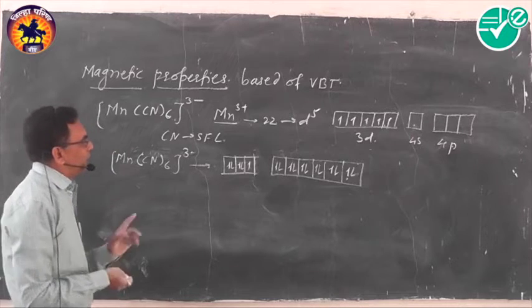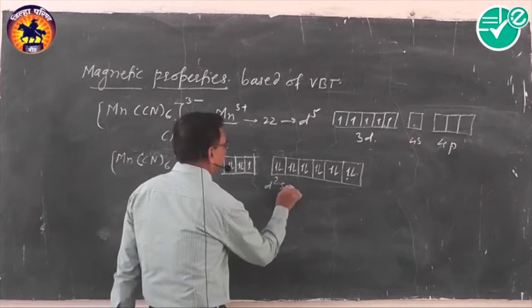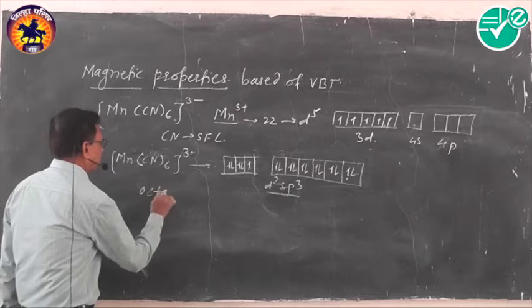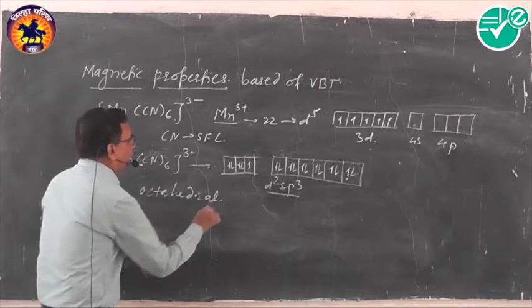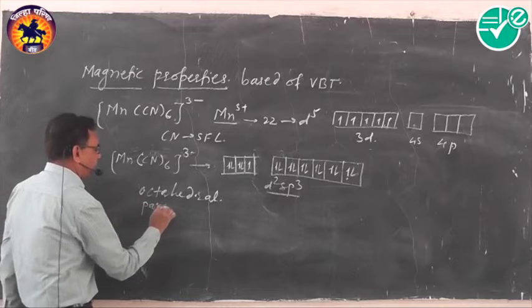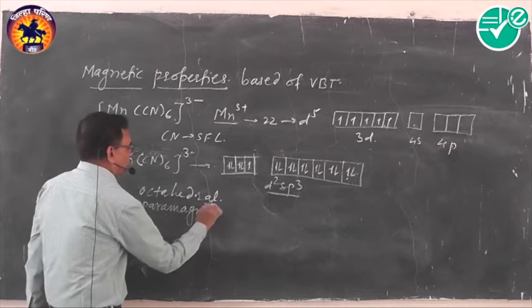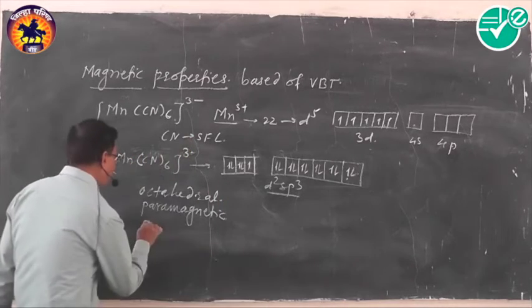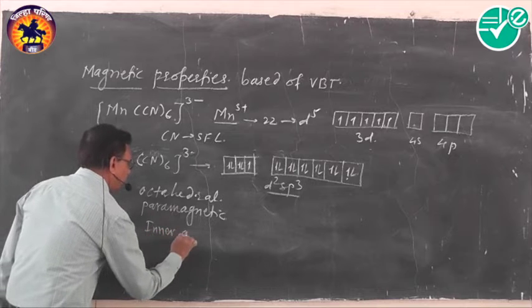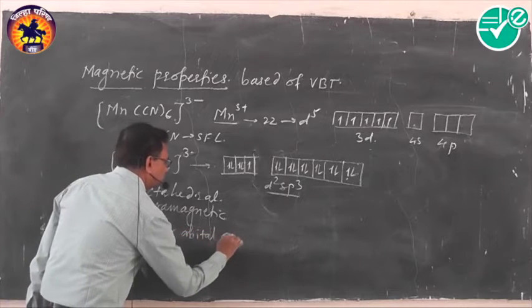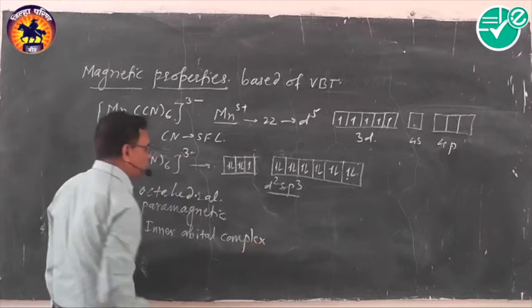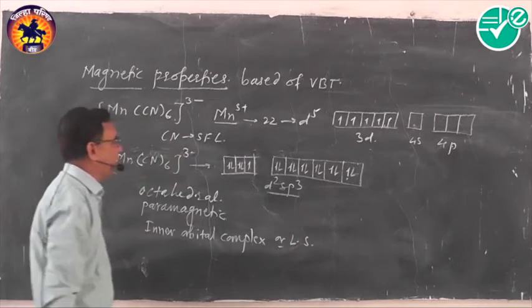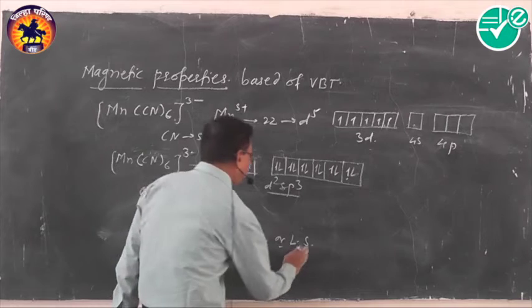Now, hybridization is d2sp3. Therefore, geometry of the complex is octahedral. It has one unpaired electron, therefore it is paramagnetic in nature. Since inner d orbitals are involved in the hybridization, it is an inner orbital complex. It is also known as low spin complex or spin paired complex.